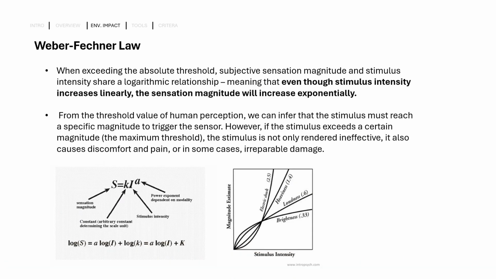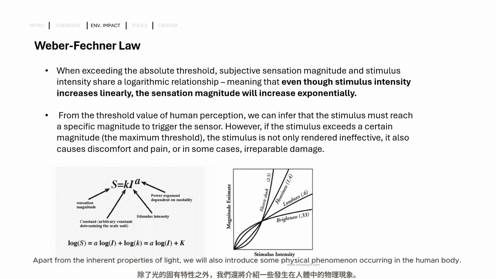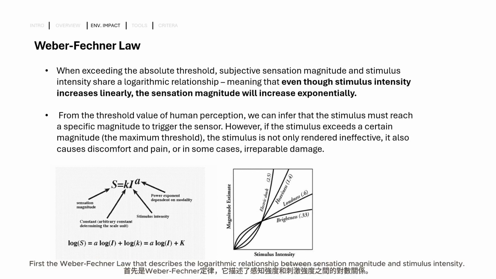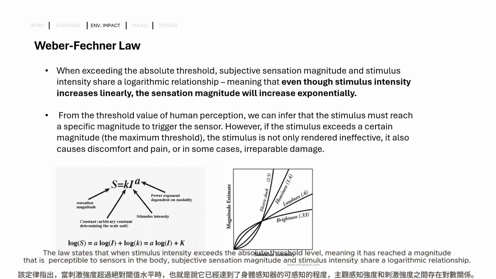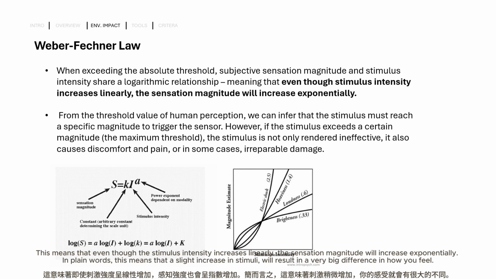Apart from the inherent properties of light, we will also introduce some physical phenomena occurring in the human body. First, the Weber-Fechner law that describes the logarithmic relationship between sensation magnitude and stimulus intensity. The law states that when stimulus intensity exceeds the absolute threshold level, meaning it has reached a magnitude that is perceptible to senses in the body, subjective sensation magnitude and stimulus intensity share a logarithmic relationship. This means that even though the stimulus intensity increases linearly, the sensation magnitude will increase exponentially.